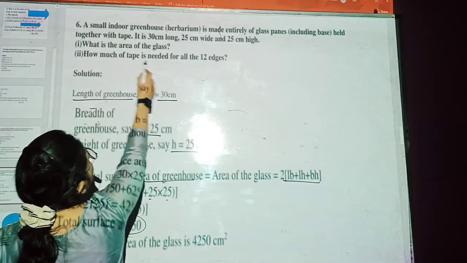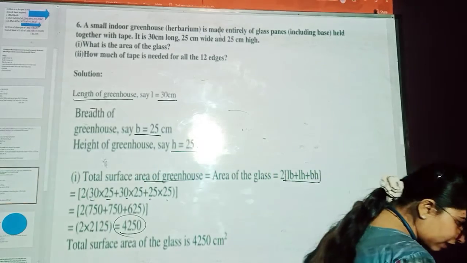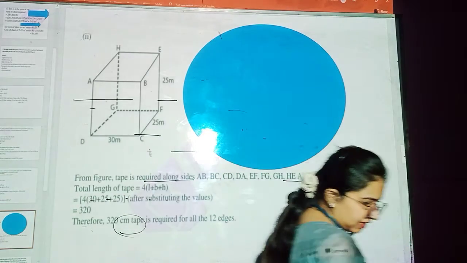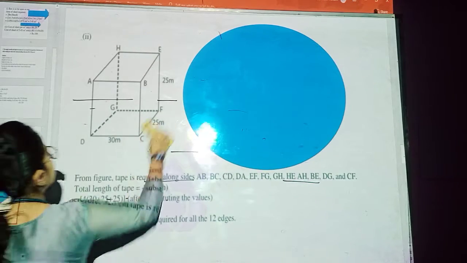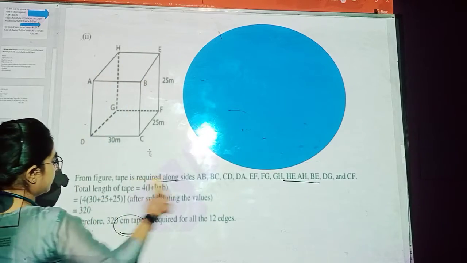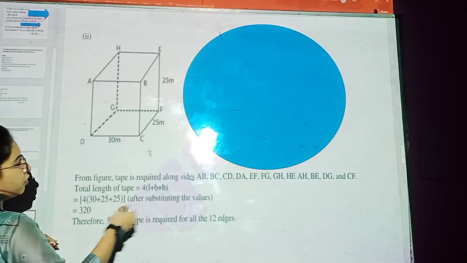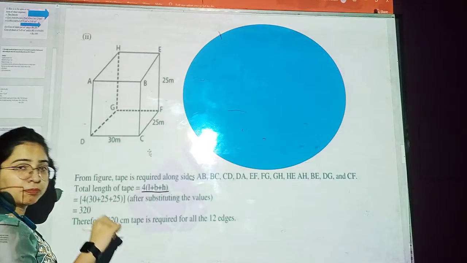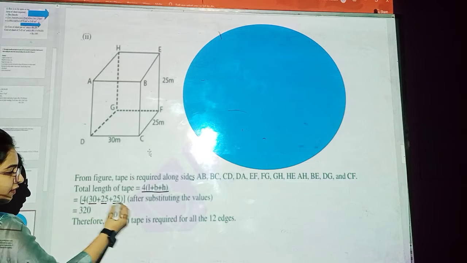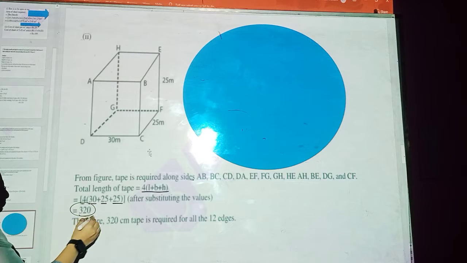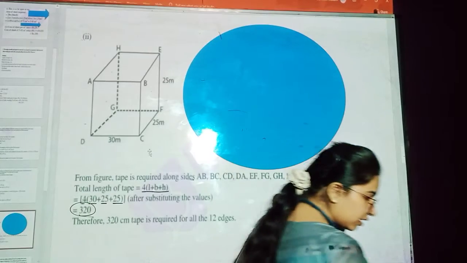But the second part is how much tape is needed for all the 12 edges. See, very simple thing. For a total of 12 edges, 4 will be of length, 4 will be of breadth, and 4 will be of height, right? So total tape is 4 into (L plus B plus H). L is 30, breadth is 25, and height is 25. Just put the values. 320 centimeters of tape is required for all the 12 edges. Clear? Next question.